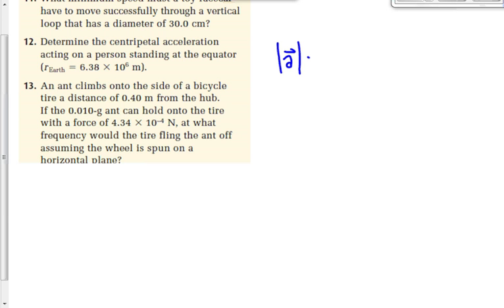Here's the acceleration. It's v squared over r. But we don't know what v is. Well, we know that v is 2 pi r over t. We don't know what t is. Or do we? If I'm standing at one spot on the equator, how long does it take me to go around with the Earth and back to where I started?